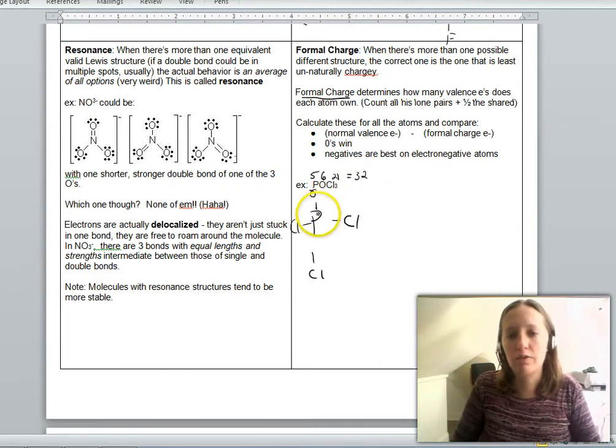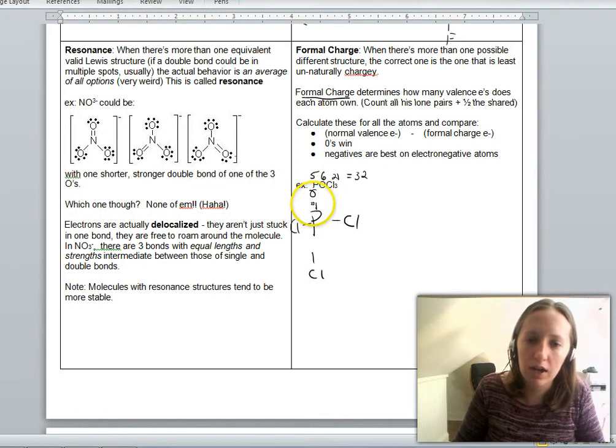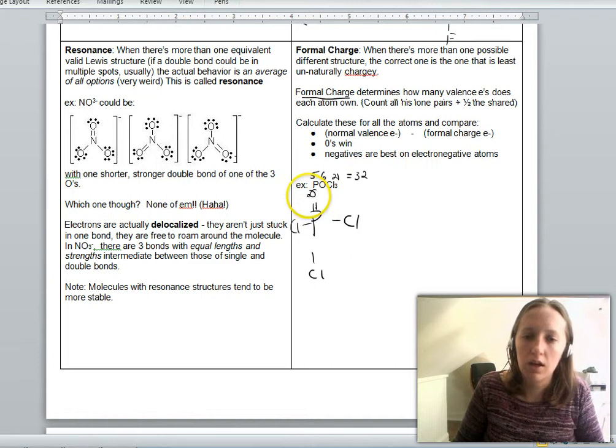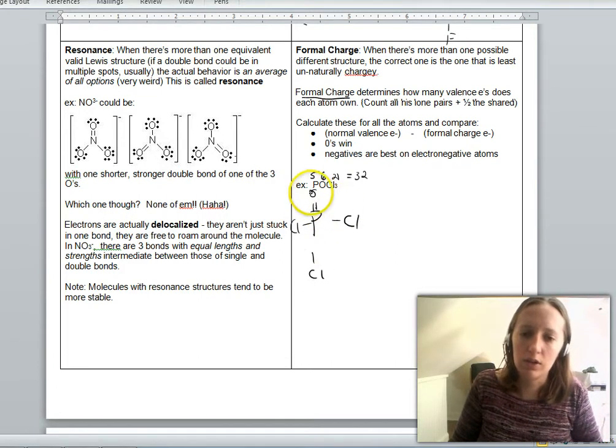And so you kind of go, all right, phosphorus, oxygen, chlorine. So you can say, all right, we could have a double bond on this oxygen here. That would be 2, 4, 6, 8, 10. And that would leave us like this.